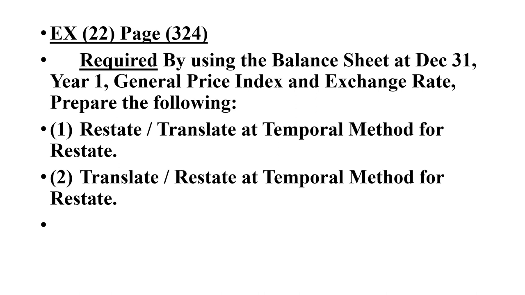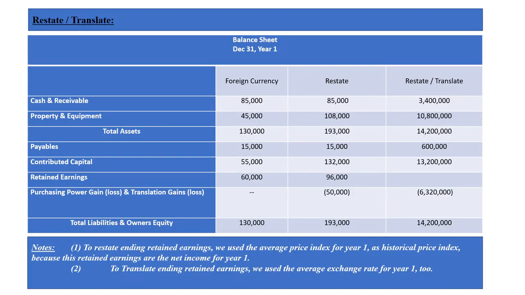In exercise 22, page 324, required: by using the balance sheet at December 31, year 1, general price index and exchange rate, prepare the following. Restate-translate, a temporal method for restate. Translate-restate, a temporal method for restate. The first table we're talking about is the balance sheet at December 31, restate-translate. The items are cash and receivables, property, plant and equipment, total assets, payables, contributed capital, retained earnings, purchasing power gain or loss, and translation gains or loss.